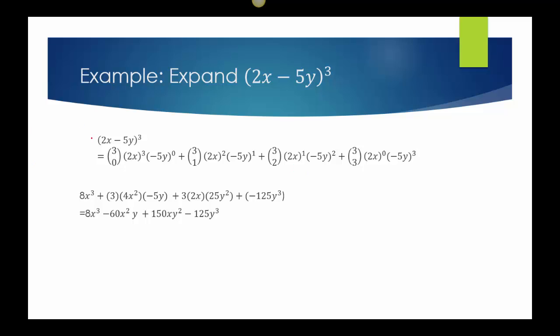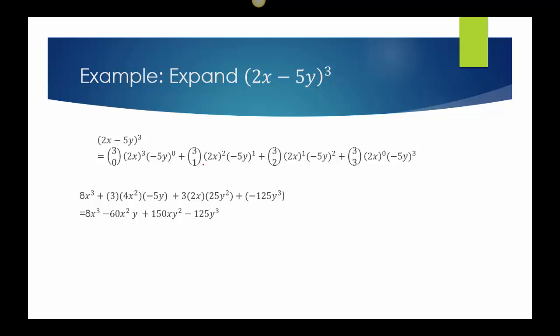Again, I'm starting with my power 3. I go 3 choose 0, 3 choose 1, 3 choose 2, 3 choose 3. The x term, or the first term, goes 3, 2, 1, 0, and the second term goes 0, 1, 2, 3. So I'm putting in some steps. 3 choose 0 is 1, I dropped it. 2 cubed is 8, x cubed I keep, this is 1, I'm going to drop it.